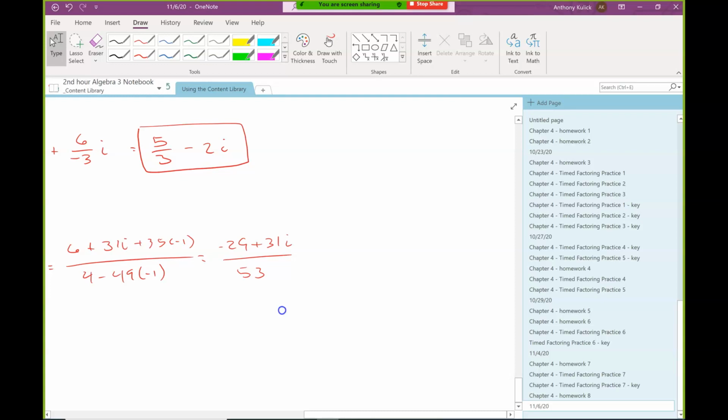Again, not so bad, right? Not a big deal. Little bit of work to do, but it's mostly just skills that we've already established.